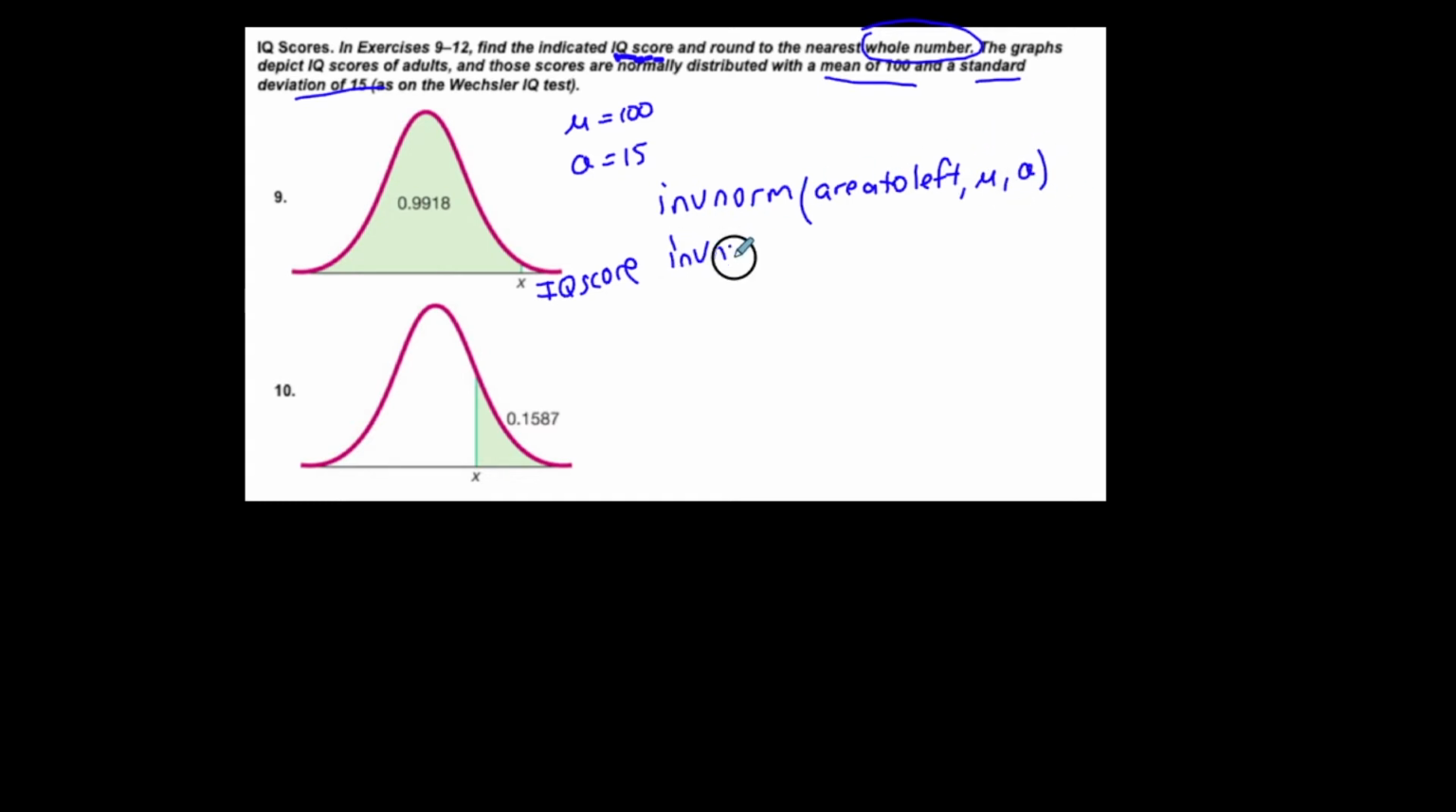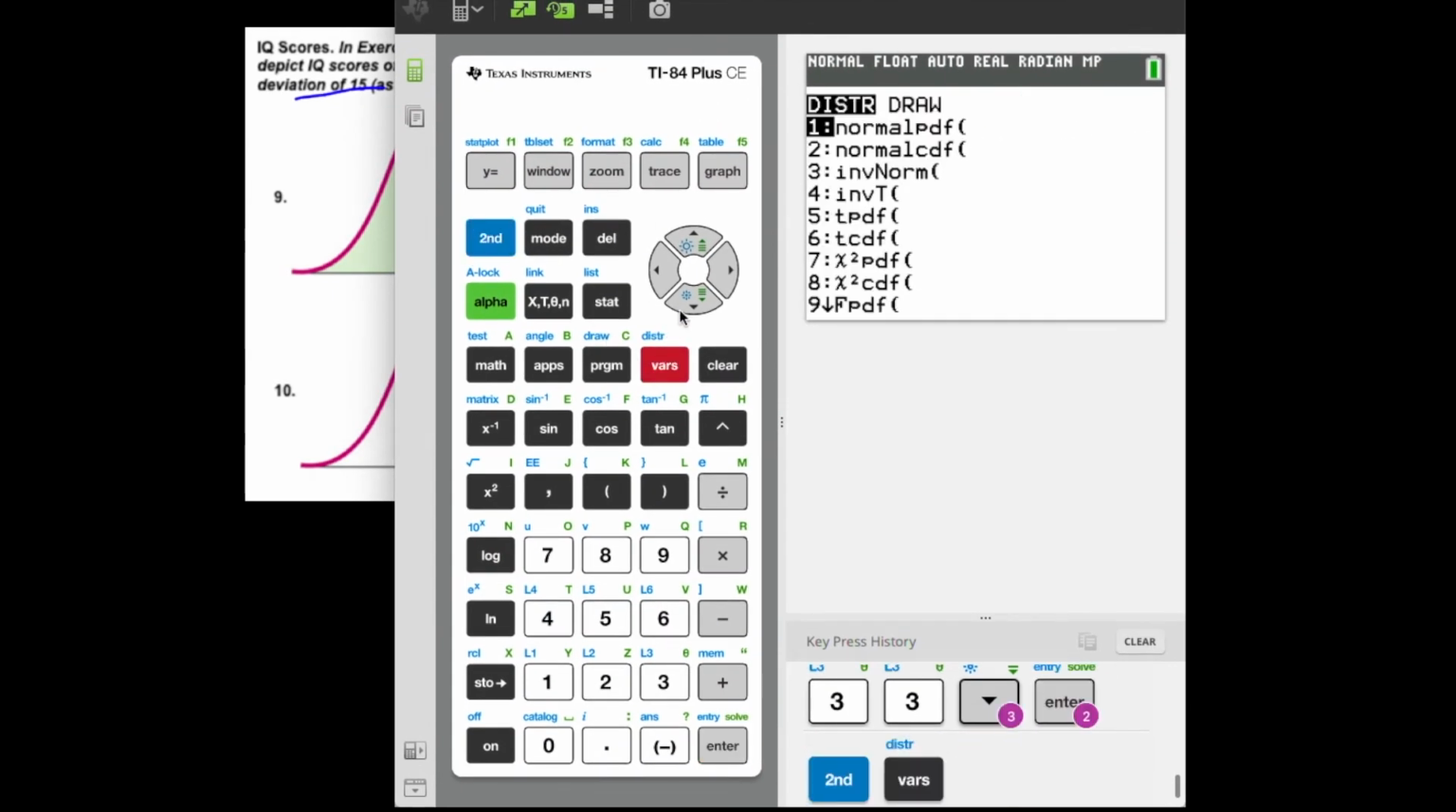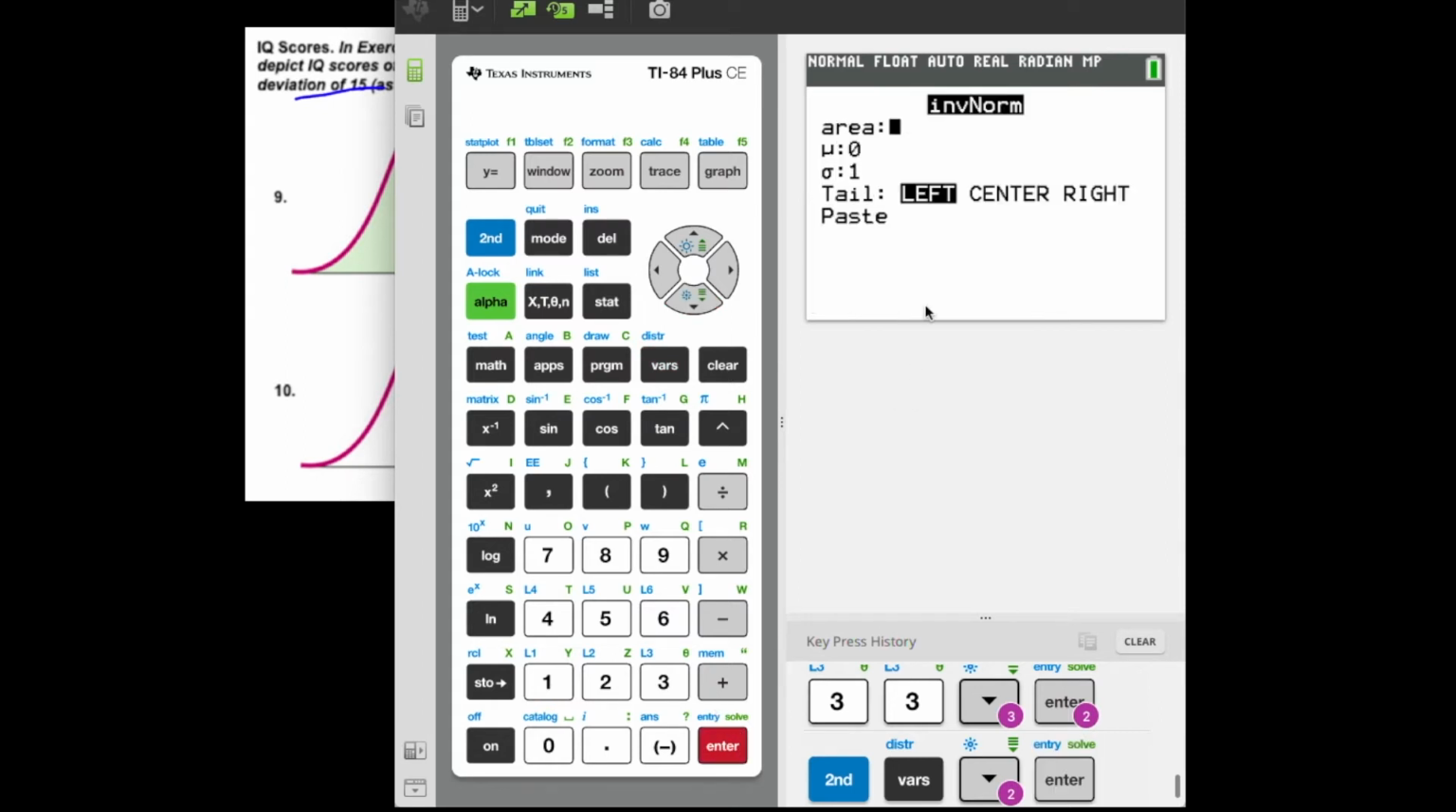So if I want to find this particular data value, this particular IQ score, the area to the left of it is given as 0.9918. The mean is 100 and the standard deviation is 15. So this is what it's going to look like after I input my stuff. Now, second bars, when I go to inverse norm here, this particular calculator has this option and not every calculator does. So I'm just going to keep it as left because if you don't have this option, it's already area to the left, okay?